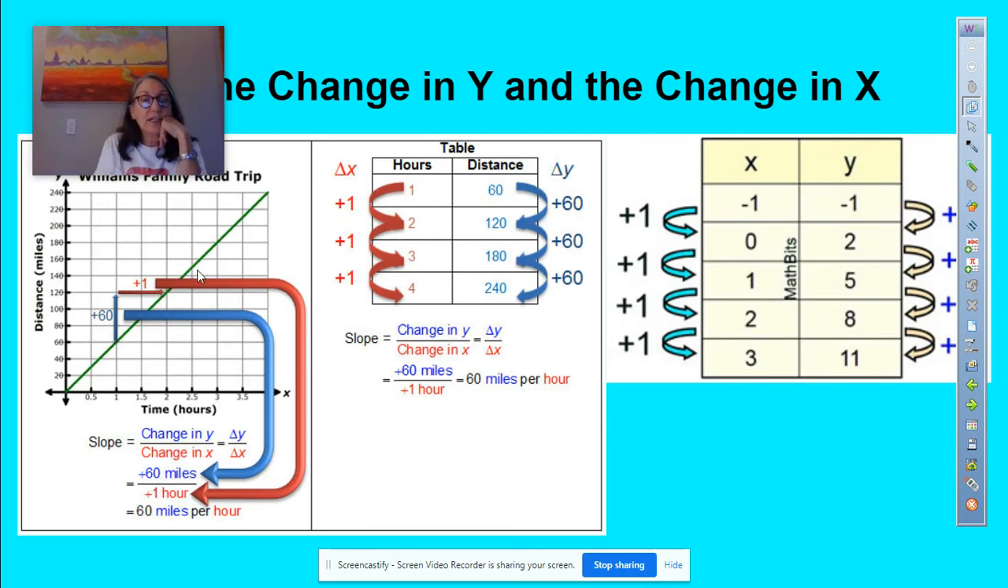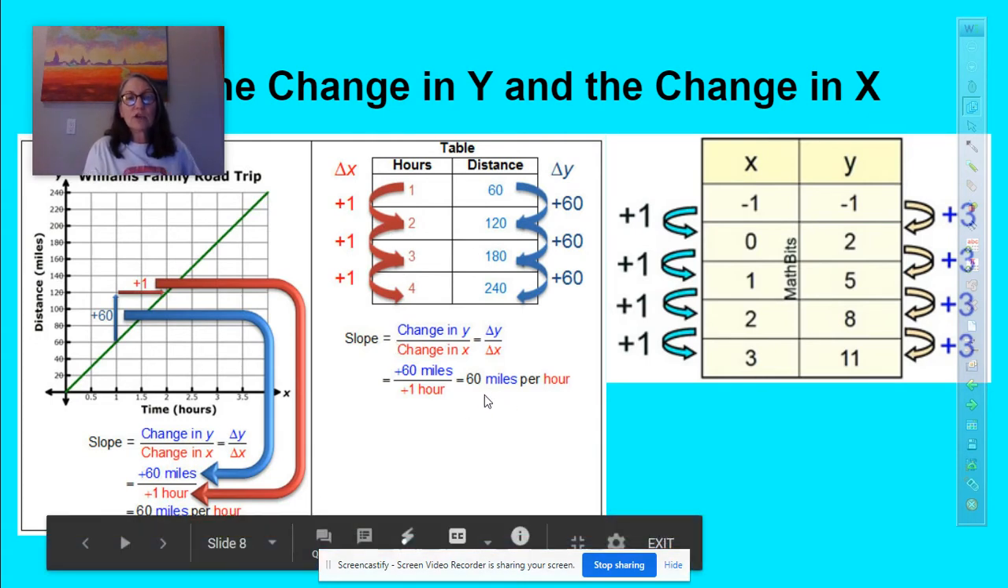Again, here this shows you a table and its corresponding graph. But look, our delta y every time is positive 60. I'm increasing by 60 every time. And my delta x, I'm increasing by 1 hour every time. That gives me a slope of 60 over 1, 60 miles per hour.